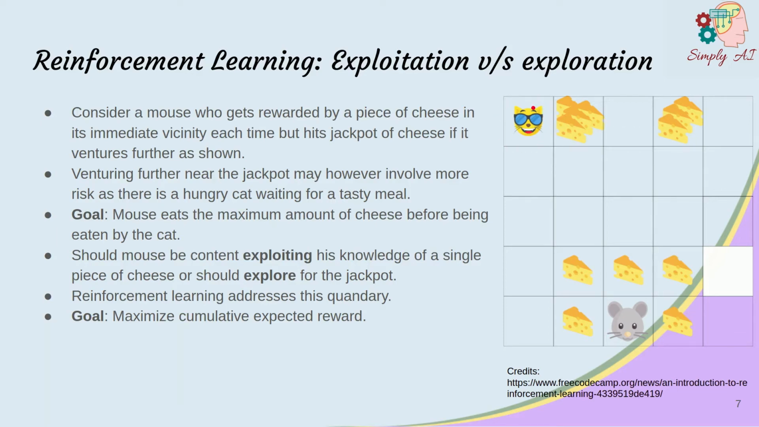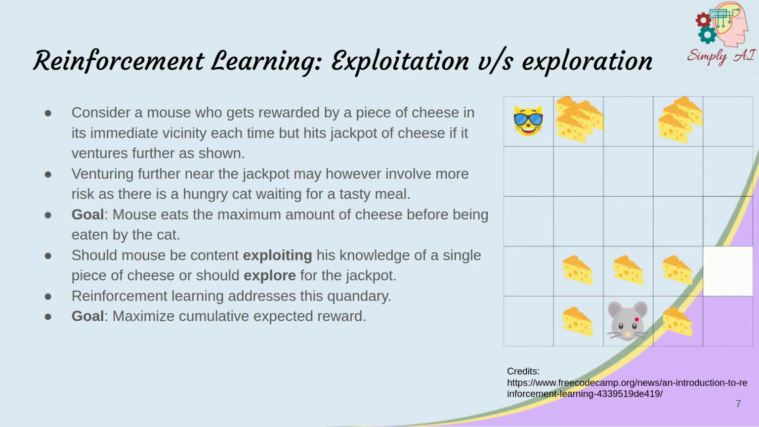The mouse is greedy, and its goal is to eat the maximum amount of cheese before being eaten by the cat. Should the mouse be content exploiting his knowledge of a single piece of cheese, or should he explore for the jackpot? This is a classic problem you face in many games, as well as many real-world scenarios.